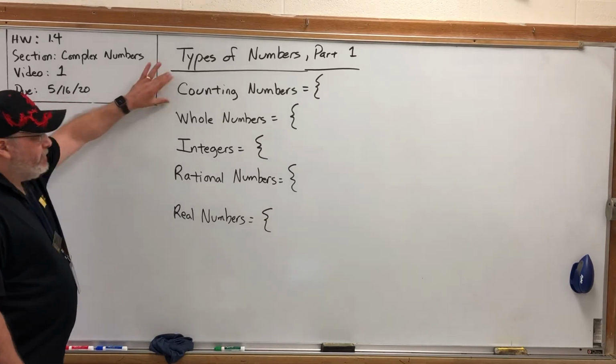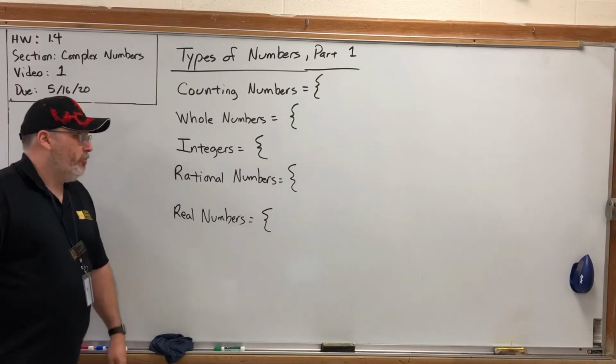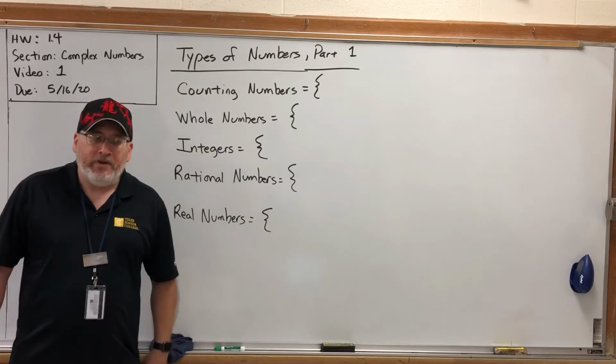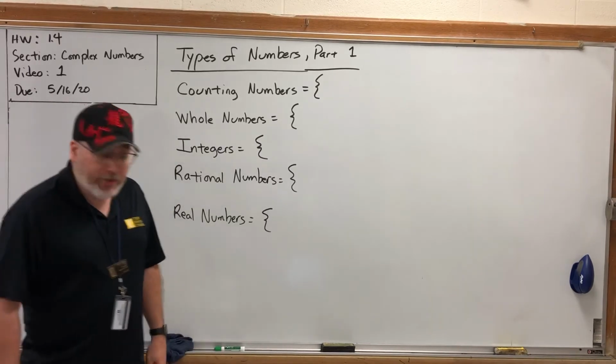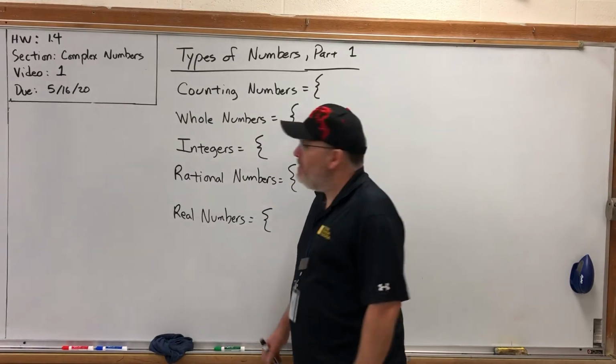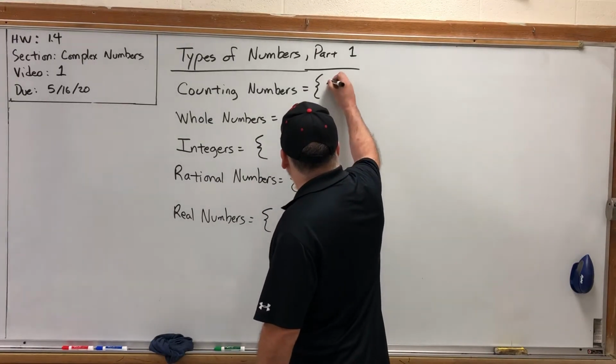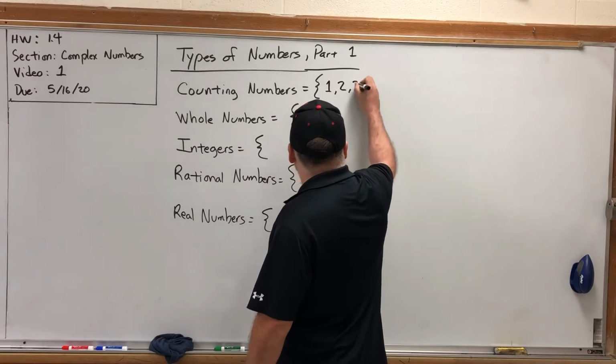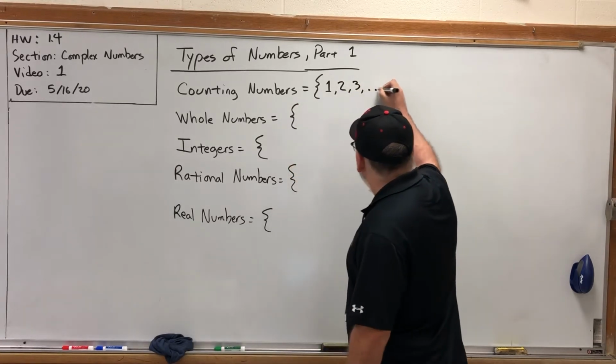So let's start with the first types of numbers that most people encounter. They're called counting numbers because those are the numbers that you count with. So ask any little kid that's learning how to count, can you count for me? And they'll probably start with 1, 2, 3, etc.